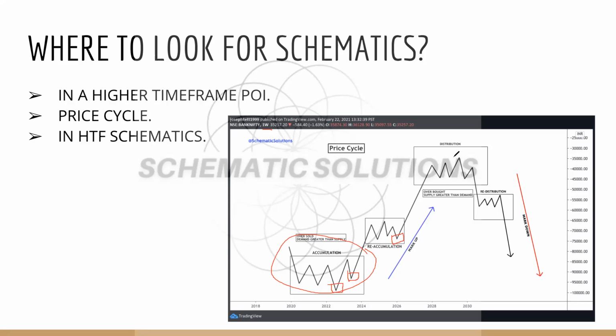If we're in distribution, we're going to want to catch lower time frame distribution, lower time frame distribution, lower time frame distribution if we can. So ultimately, this is how we look at higher time frame schematics and find lower time frame schematics inside of them.